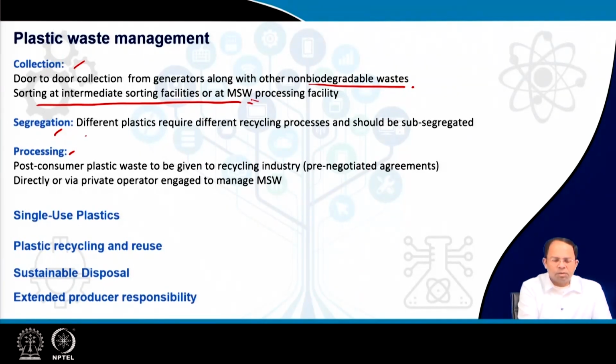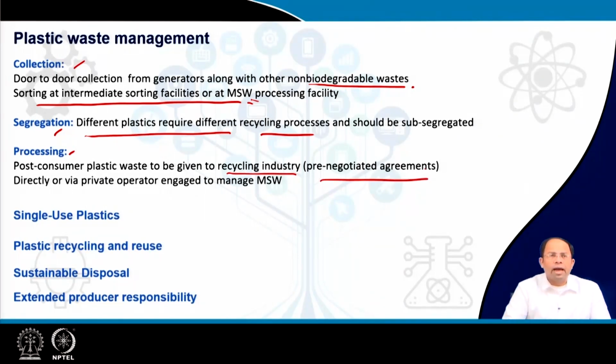Then segregation has to be done as per different plastic types, subcategories of plastic, because each follows a different recycling process. And final processing is post-consumer plastic waste to be given to the recycling industry with pre-negotiated agreements, directly or via a private operator engaged to manage municipal solid waste. So either the municipality or ULB can do it on its own, or via the operator who collects the waste in that particular area, they can transport this processed or sorted waste to the recycling industry. So these are the general stages that we have followed for any kind of waste management. The same is also done for plastic.